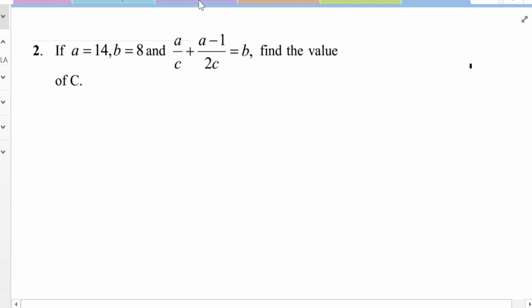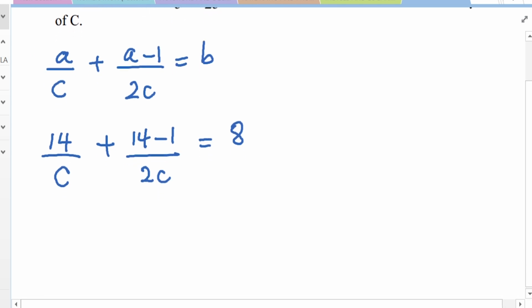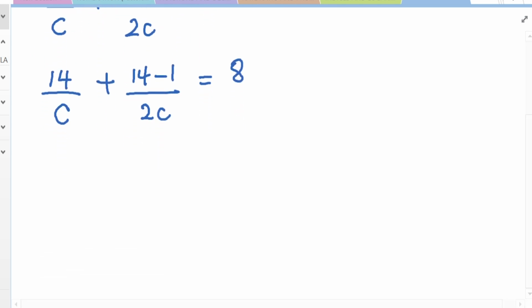Alright, so we have here, if a is equal to 14 and b is 8 and a over c plus a minus 1 over 2c is equal to b, find the value of c. So this is just a matter of substitution. They want us to find the value of c. A is 14, so we shall say 14 divided by c. Our value of c is not known, it's what we are looking for. 14 over c plus a minus 1, a is 14 minus 1, divided by 2c, is giving us our value of b, which is 8. So from there, we're just going to solve for the value of c.